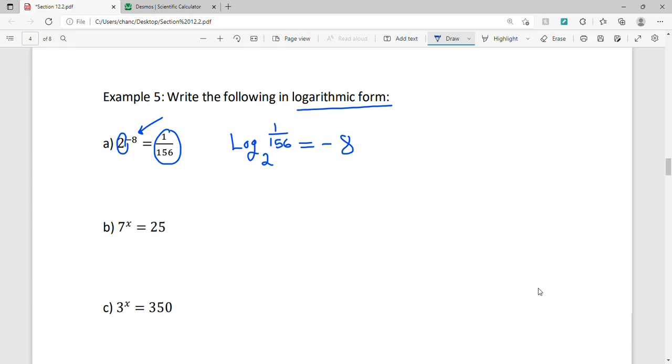For part B, I'm going to write log, and the base here is the 7, right? The base is the 7, so we'll put that here. I leave myself some space, and I will put in the exponent. The exponent is always the answer to the log. That's how I remember these things. And that gives us that 25. That 25 has to go inside the argument. Log base 7 of 25 is equal to x.